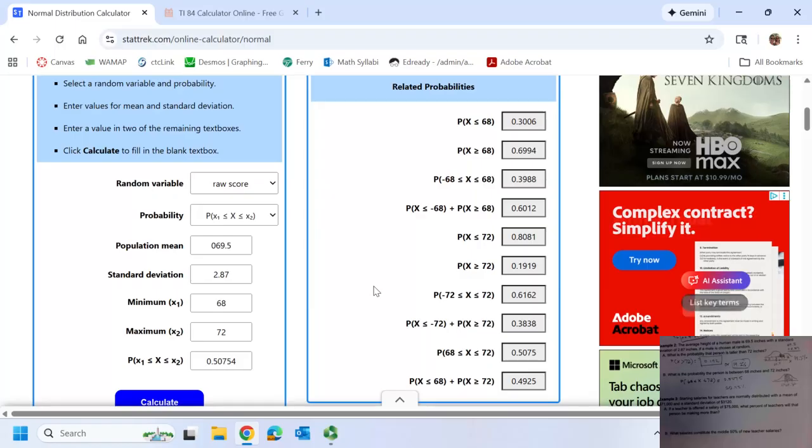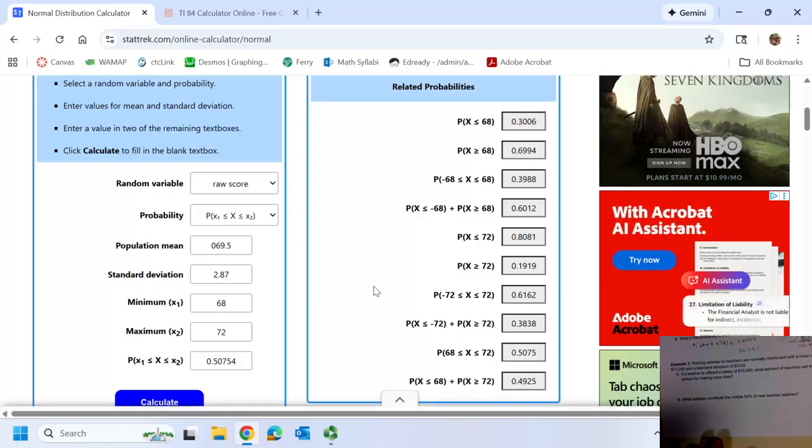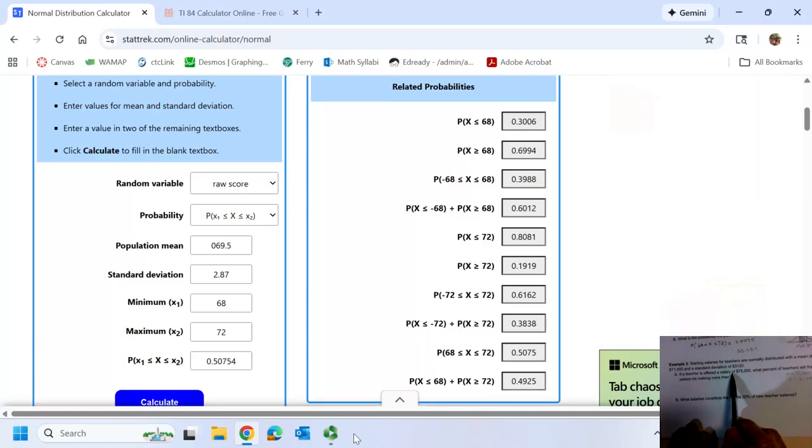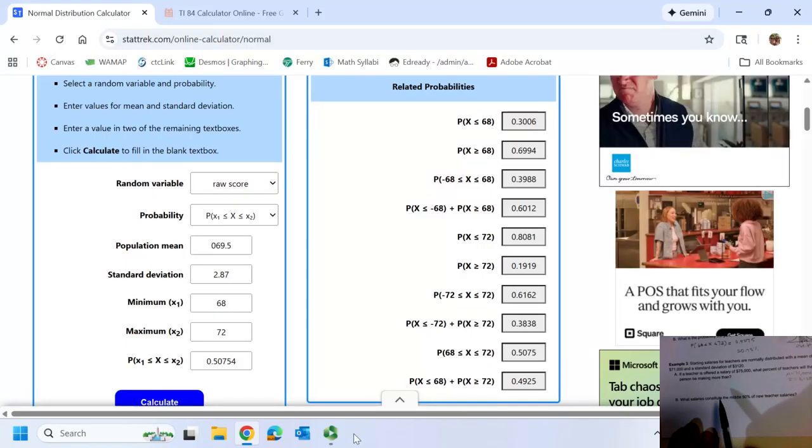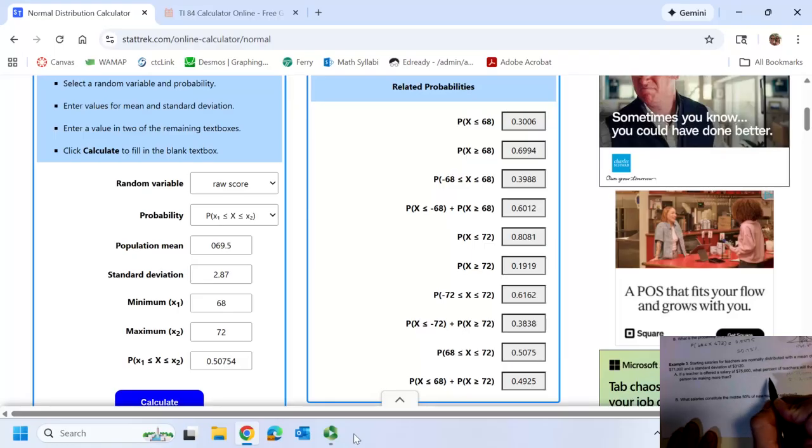Okay, last example. Starting salaries for teachers are normally distributed with a mean of 71,000 and a standard deviation of 3,120. So mu is 71,000, sigma is 3120. If a teacher is offered a salary of $75,000, what percent of teachers will that person be making more than? Okay, so you kind of have to reason through.